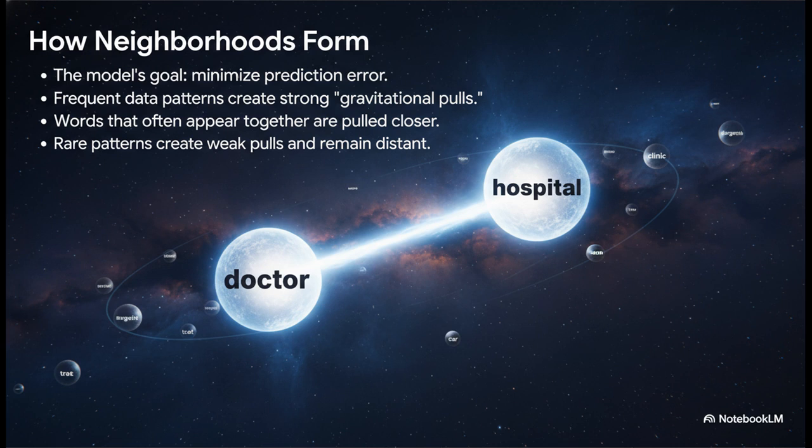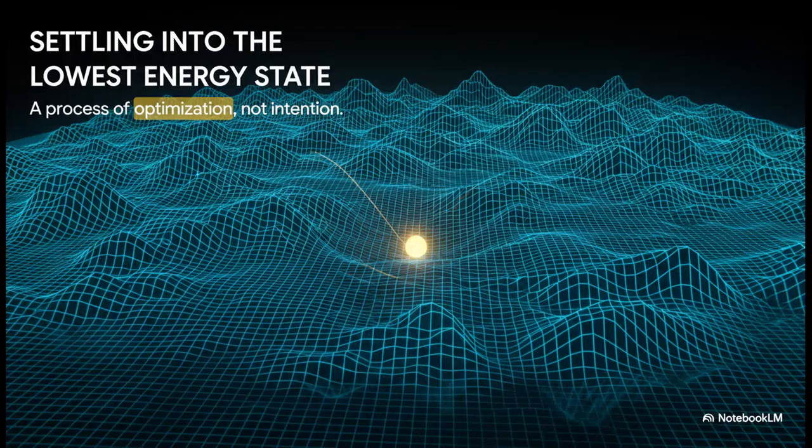To do that, it's constantly adjusting the position of every single word on its map. So when two words appear together a lot, like doctor and hospital, it creates a really strong gravitational pull, yanking them closer together. But if words rarely appear in the same context, the pull is incredibly weak, and they just stay far apart. It's all just a process of optimization, of the whole system settling into its most stable state based on the data. This is physics, not intention. There's no little conscious agent in there making choices.